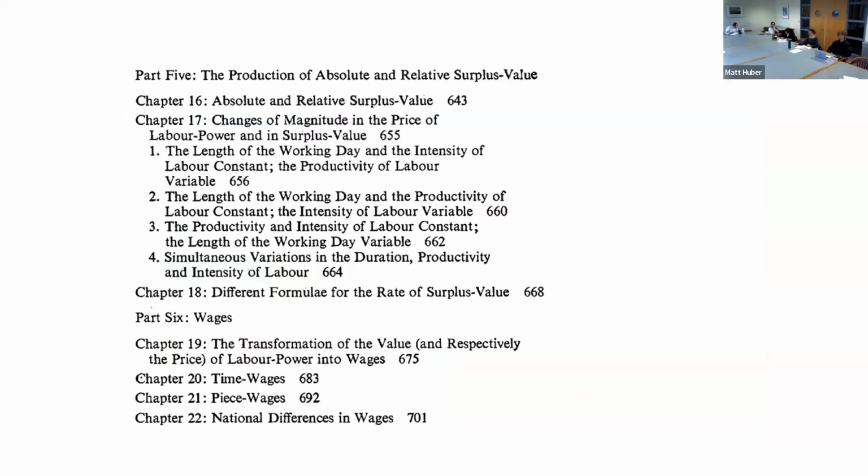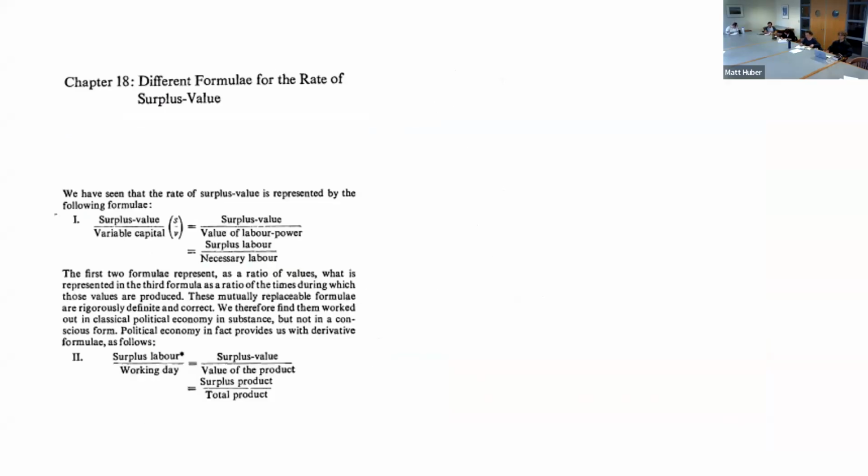Okay, so finally, more math, chapter 18. He wants us to look at different formulas for the rate of surplus value. Number one should be familiar. It is what we've called the rate of surplus value, the rate of exploitation, S over V. And you can look at that in terms of surplus value over variable capital, or the value of labor power, however you want to phrase it, and then look at it in terms of surplus labor over necessary labor.